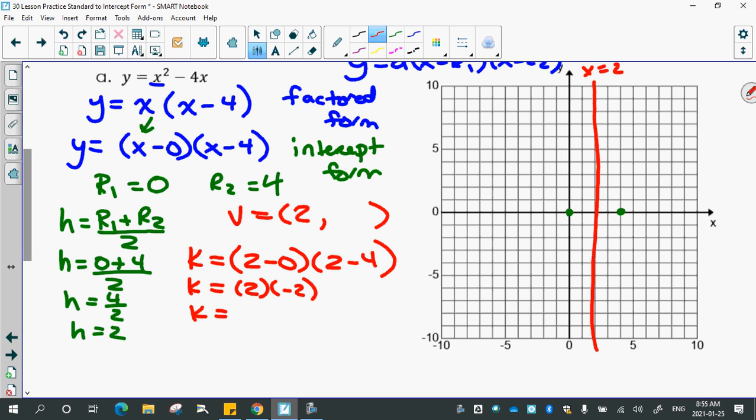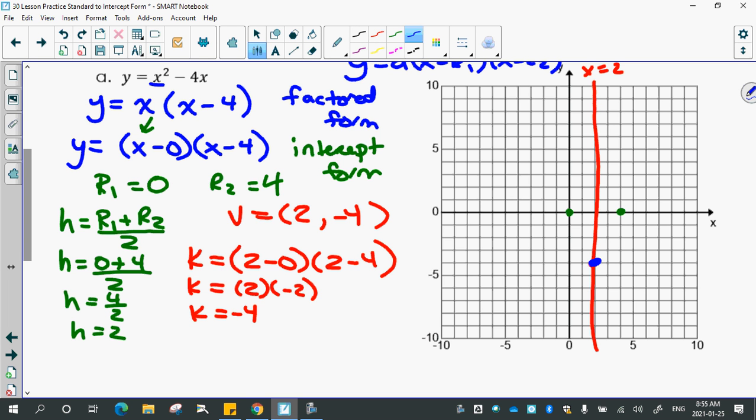And we get -4. So now we have our vertex to be (2, -4), right here. Different color.